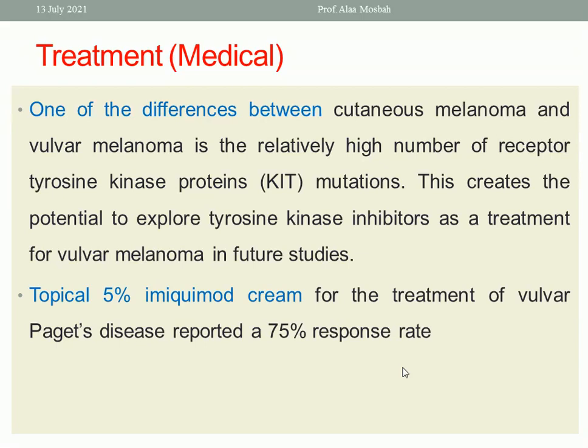One of the differences between cutaneous melanoma and vulvar melanoma is the relatively high number of receptor tyrosine kinase protein mutations. This creates the potential to explore tyrosine kinase inhibitors as a treatment of vulvar melanoma in future studies. Topical 5% imiquimod cream for the treatment of vulvar Paget's disease reported a 75% response rate. This is good.